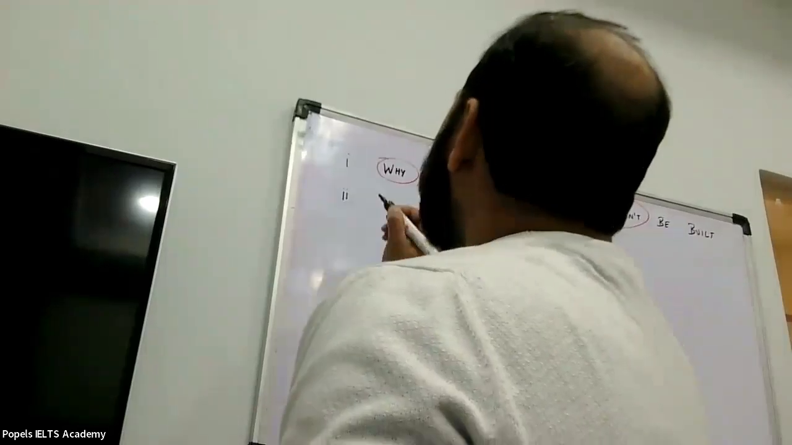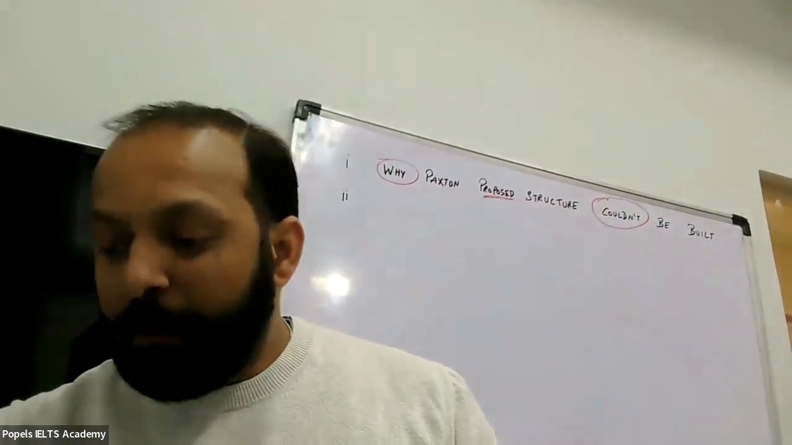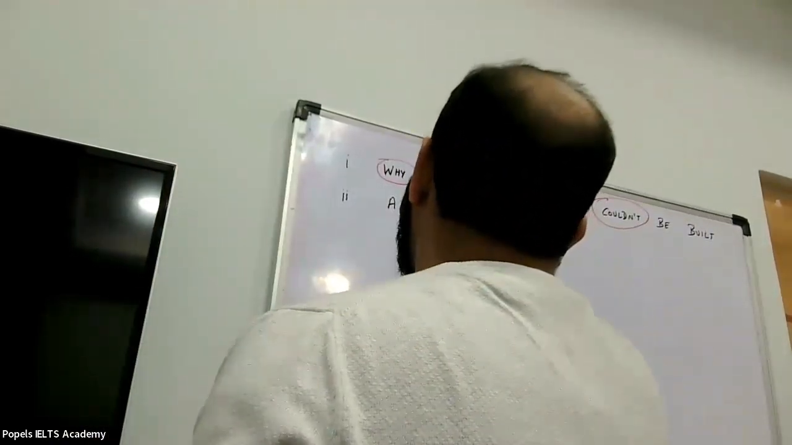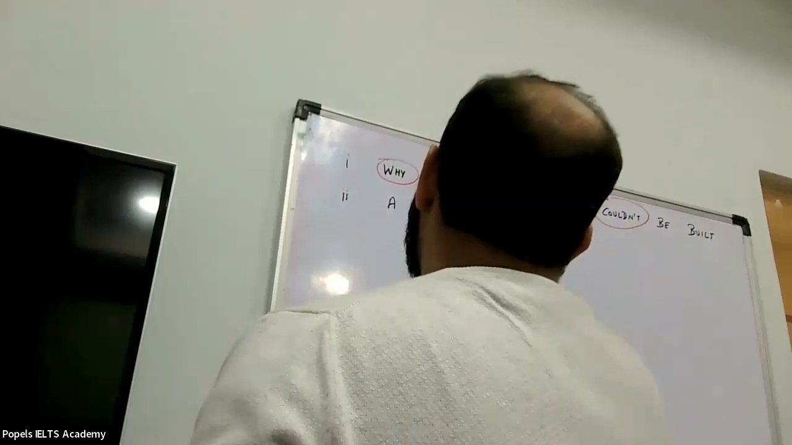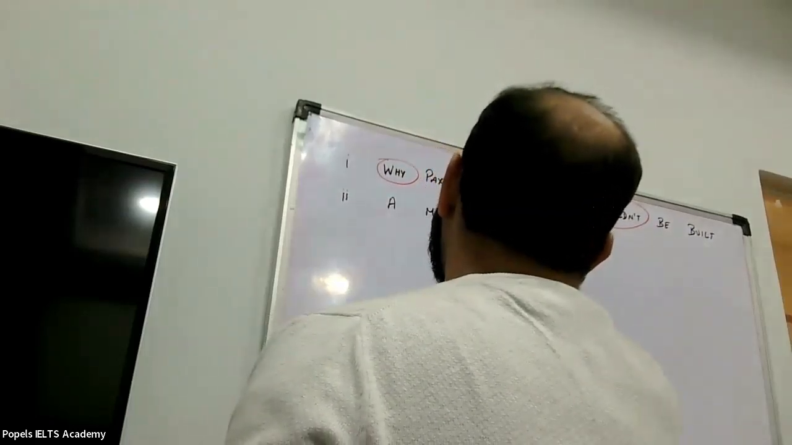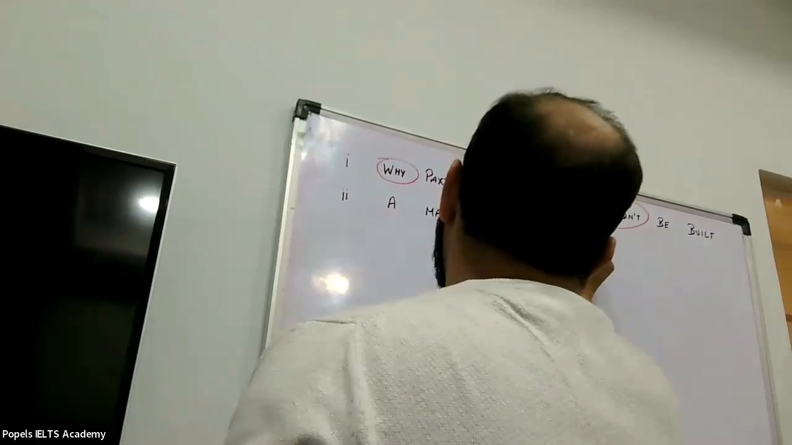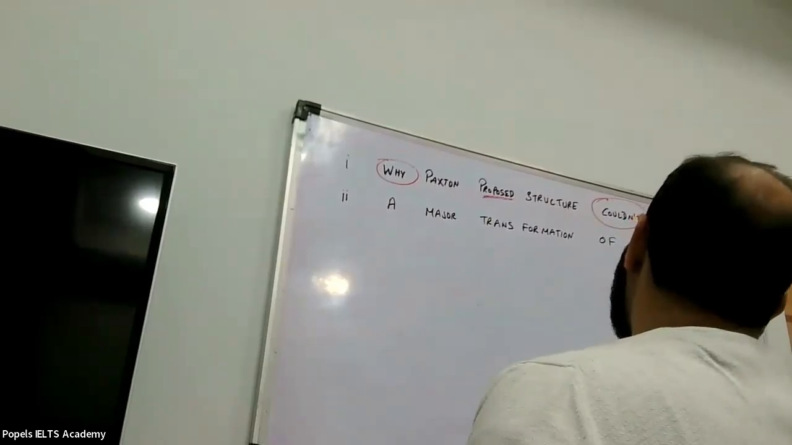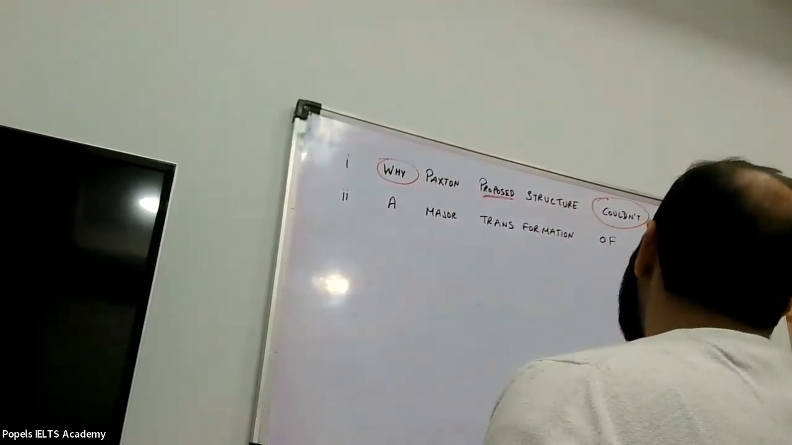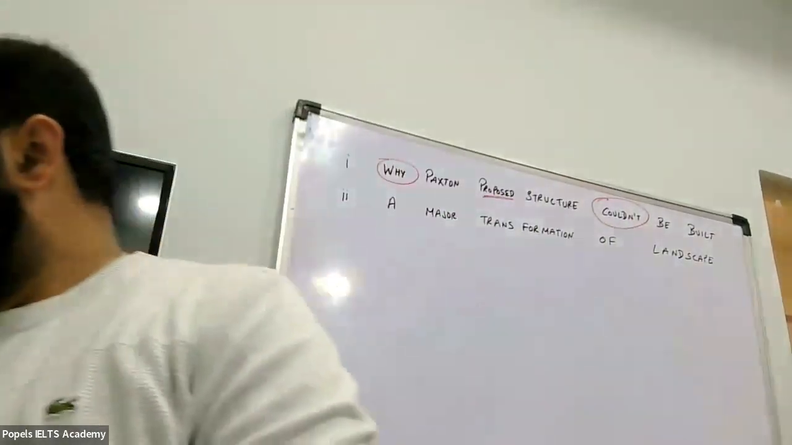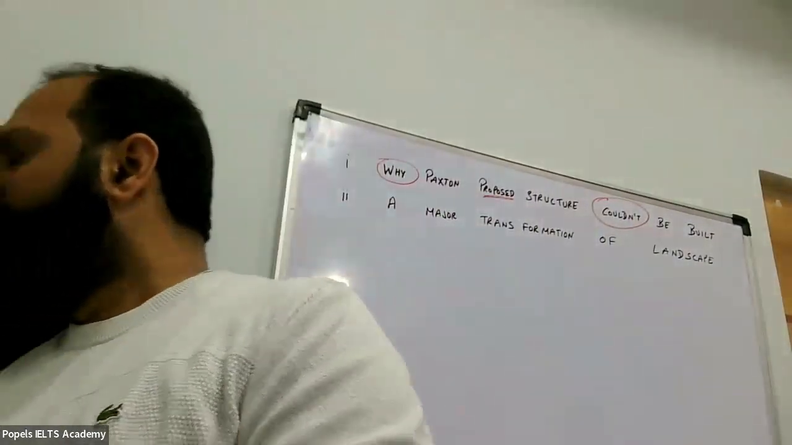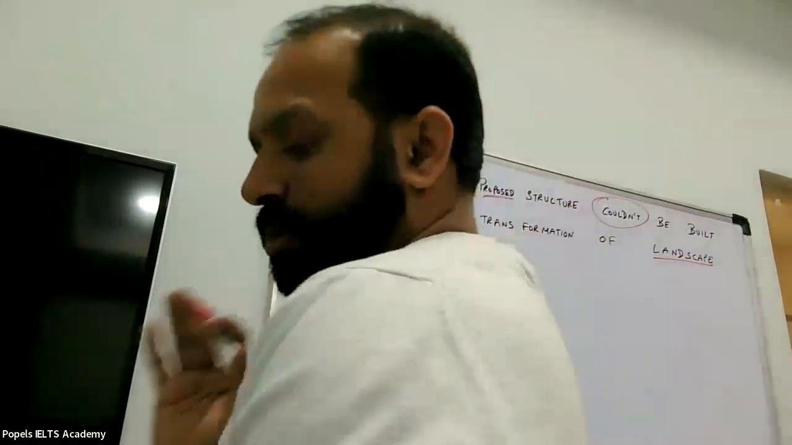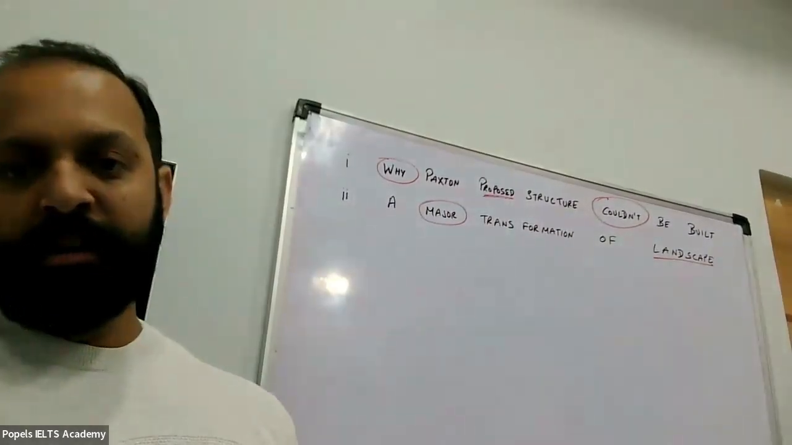Second one, a major transformation of the landscape. Now, what is the keyword in this? Major transformation. Simple as that. Major transformation landscape. Major landscape variation or change. Simple as that. Clear?